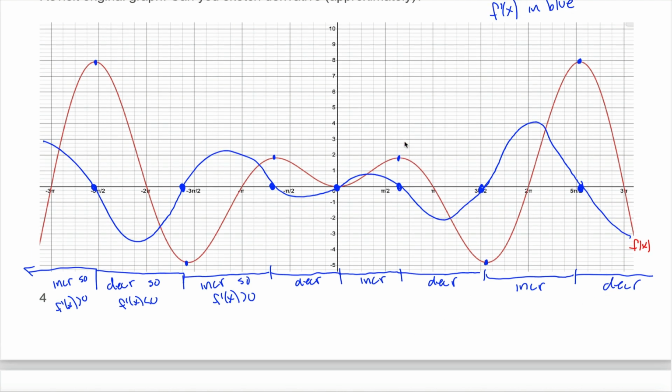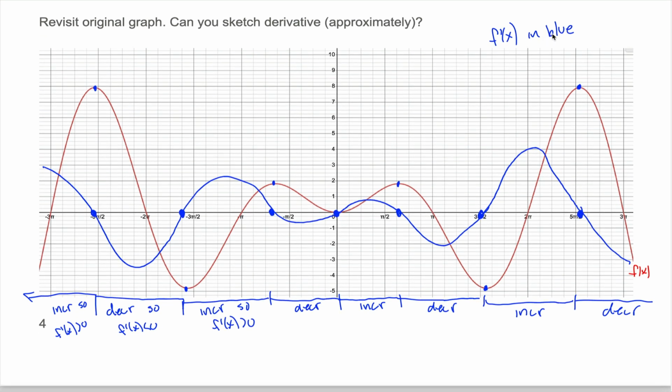Is what's pictured in blue a perfect depiction of the first derivative? No, absolutely not. But the height of the graph in blue is positive where the first derivative is positive, and the height of the graph in blue is negative where the first derivative is negative. And I've even incorporated some ideas of the magnitude of how positive and how negative it gets. I think this is a pretty good depiction of the first derivative.